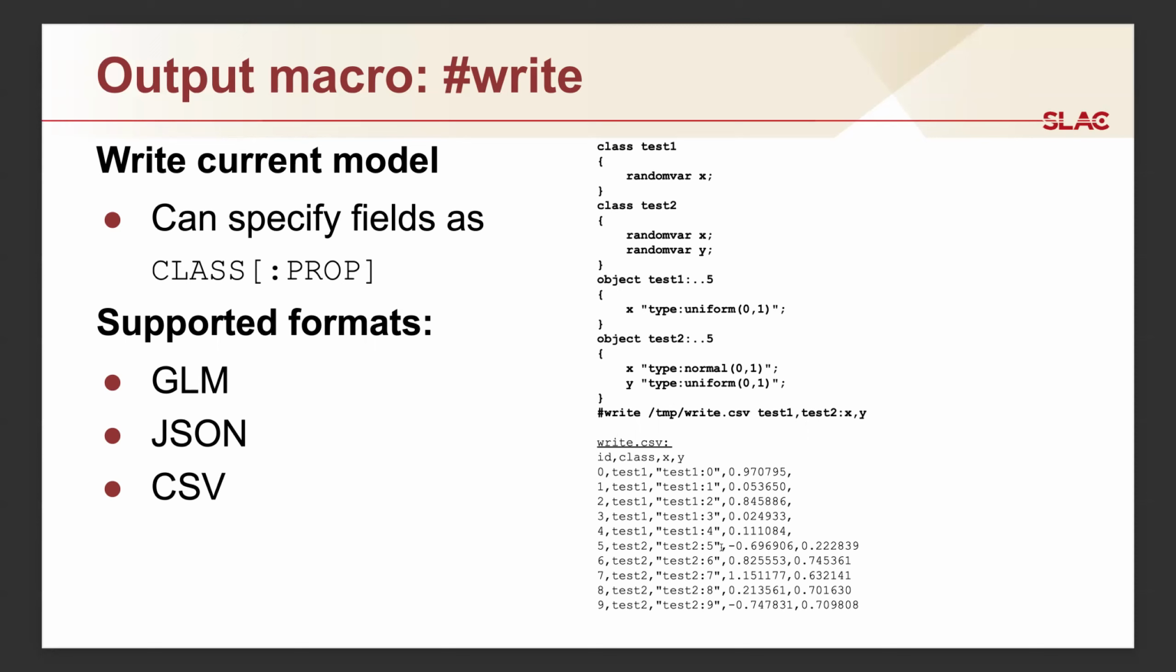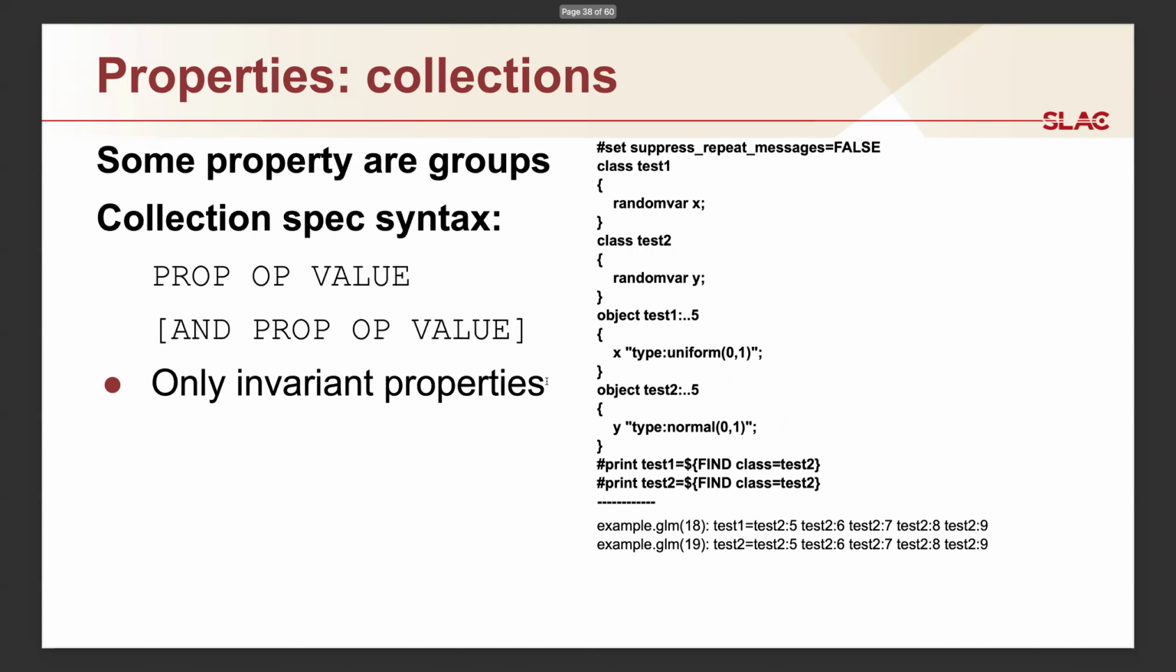So this is just a very simple way of taking the existing model data and generating it out in various formats. In the case where you need to specify information, generally right now it's a list of classes and properties, comma separated, and that list is then used to generate the CSV file. Okay. So now we're going to dive into some particulars about the semantics for various parts of the GLM syntax.